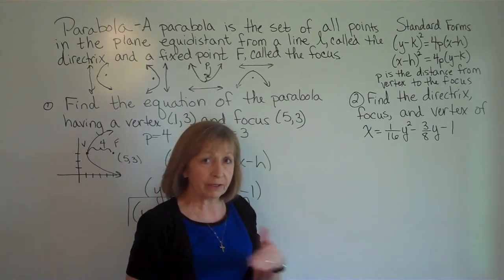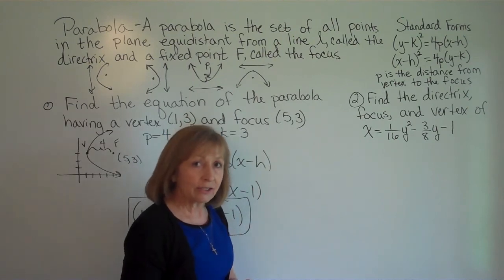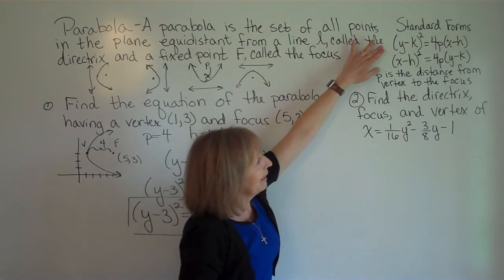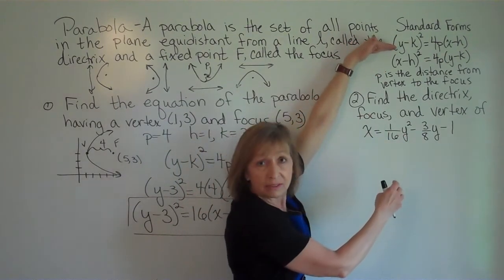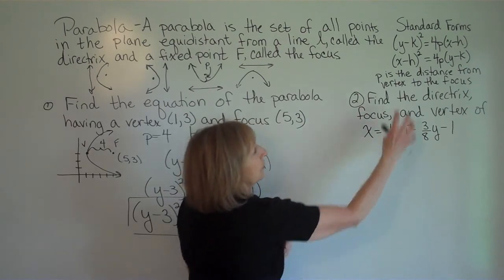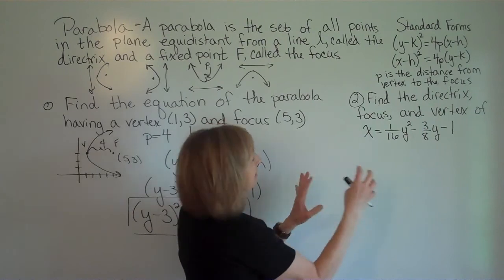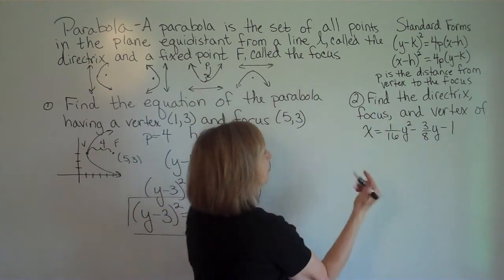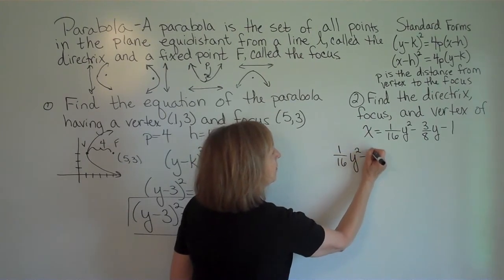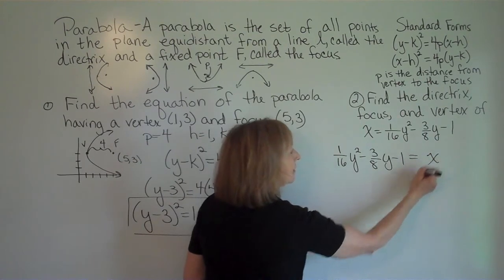If you've got both variables with highest powers 2, then it's one of the other conic sections, if it's not a degenerate case. So here I want to get it in one of these forms. Y is squared, so it's this top one that I'm going for. I want to get the y that's squared on the left side of the equation, so I'm just going to switch sides here. So 1/16 y squared minus 3/8 y minus 1 is equal to x.